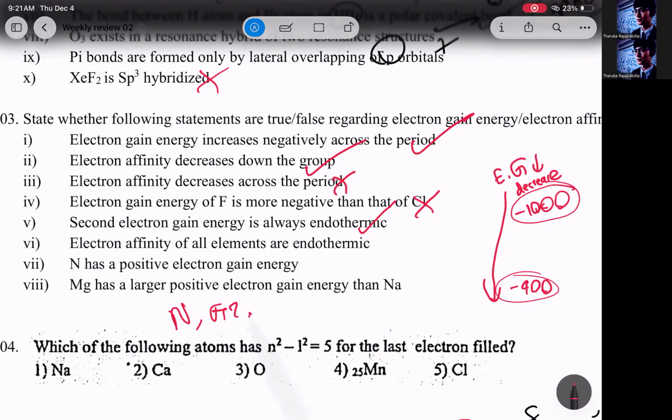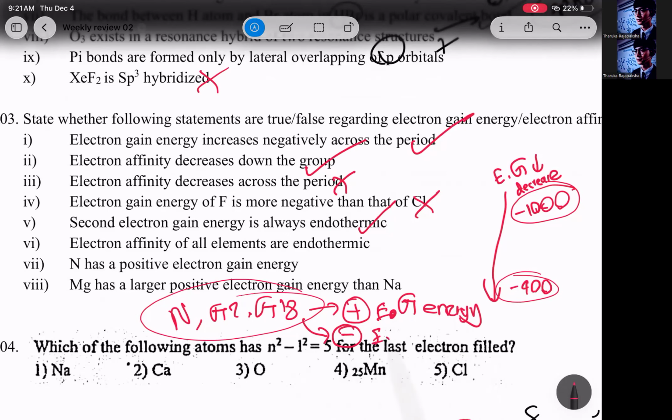Nitrogen, group 2 and group 18 elements, people, have positive electron gain energy. Sorry, positive electron gain energy. When it comes to electron affinity, it's the exact opposite, so electron affinity is negative. So it's exothermic electron affinity. So the statement that electron affinity of all elements is endothermic is wrong.